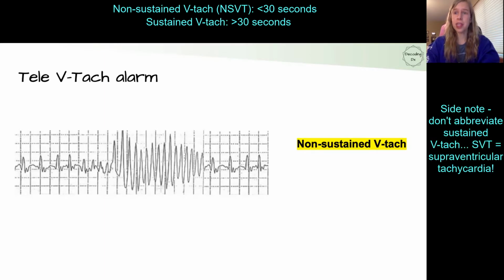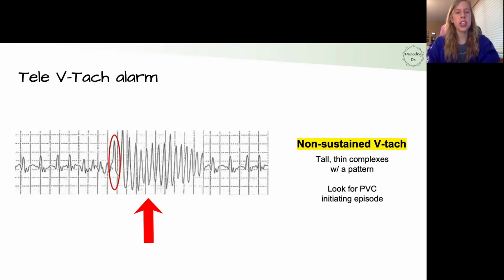How do we tell the difference between this and the artifact that we saw in the previous example? Well, if you look at the morphology here, you can see that it's a lot smoother and the pattern is a little bit more regular. You can also look for a PVC or premature ventricular complex at the beginning of the episode that will trigger it. Oftentimes, this PVC comes very quickly after a T wave in the previous beat. This is called the R on T phenomenon and often happens as the triggering event to a V-tach episode.